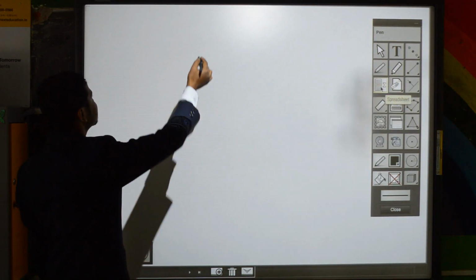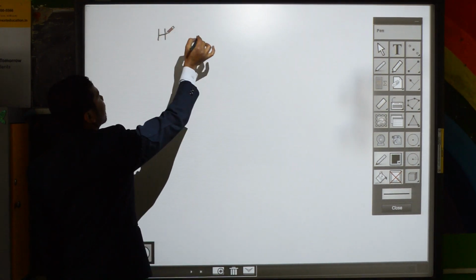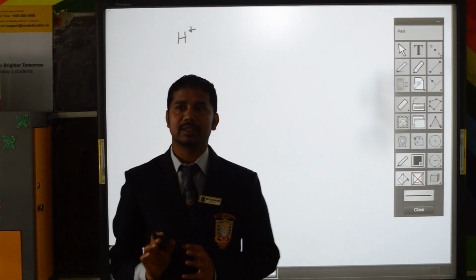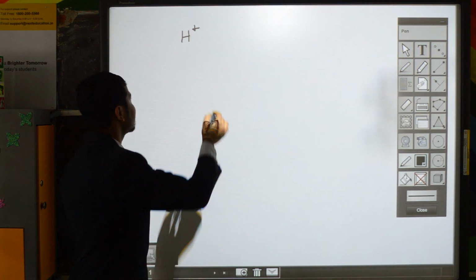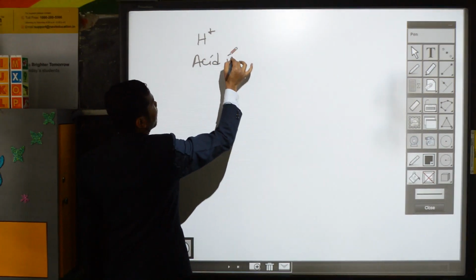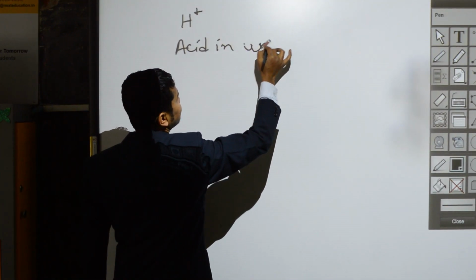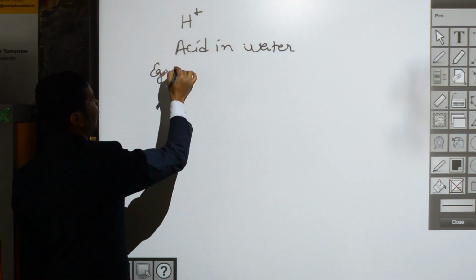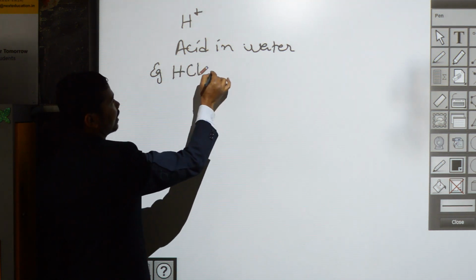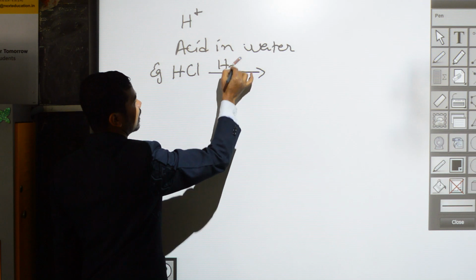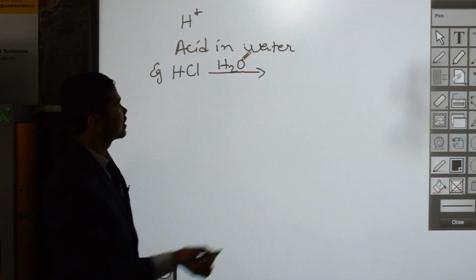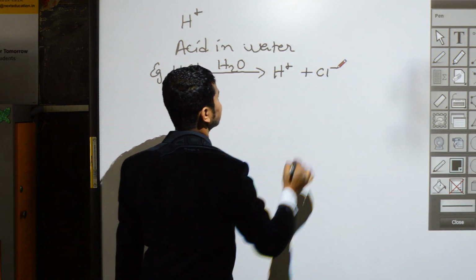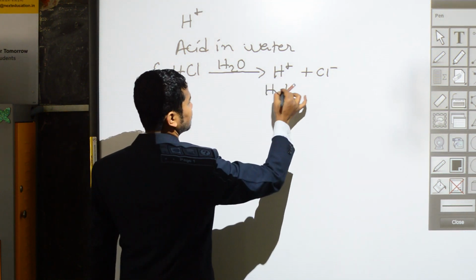Now again, if we see hydrogen ion, when acid is dissolved in water. Acid in water. Now acid, for example, we can take HCl. When HCl dissolves in water, it forms H plus ion plus Cl minus. This H plus is hydrogen ion.